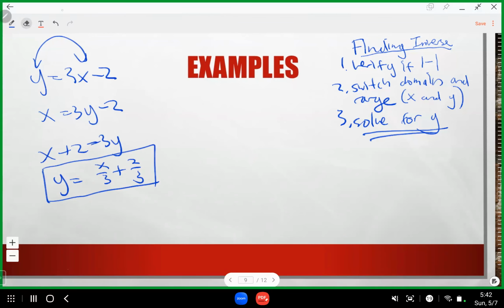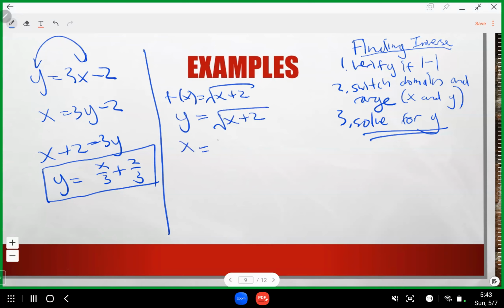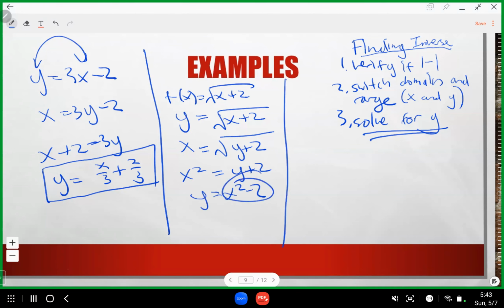Okay, next, let's see what we have here. Let's solve for f of x is equal to square root of x plus 2. First, of course, we have to switch the x and the y. So we get x is equal to square root of y plus 2. Then we have x squared is equal to y plus 2, and y is equal to x squared minus 2. We'll talk more about this parabola later and the nuances and complexities with that, some subtle points.